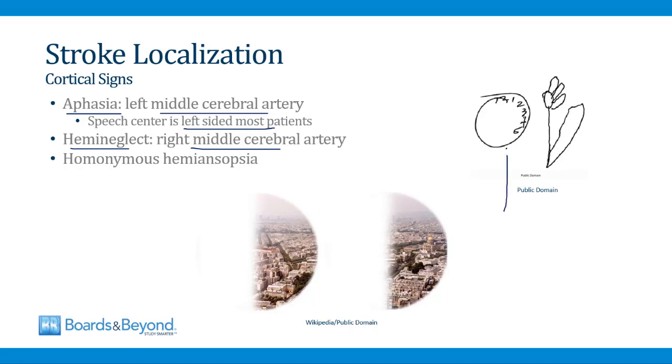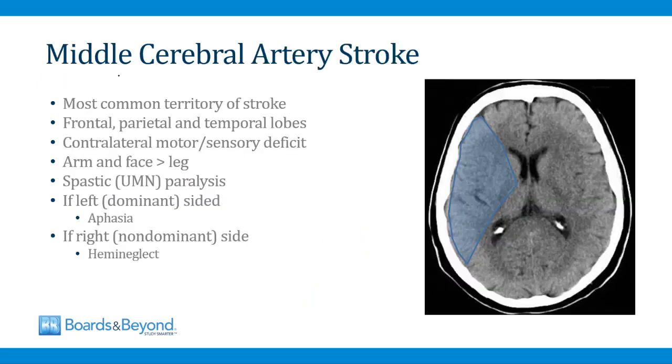Patients with hemi-neglect do not perceive half of their visual world. So if you ask them to draw a clock, it will look like this with half of the numbers missing. If you ask them to draw a flower, it will look like this with half of the flower not being drawn. And then homonymous hemianopsia is a visual problem where half of the visual field in each eye is missing. This is a cortical sign that you can see in middle cerebral artery strokes and also in posterior cerebral artery strokes. So now that we've gone through all that, let's talk about the three major cortical stroke syndromes.